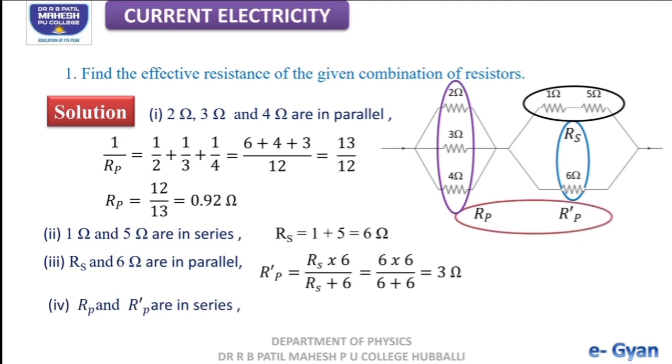Step 4. Rp and Rp dash are in series. Hence, the effective resistance of this combination is given by Rs dash, which is equal to Rp plus Rp dash, that is equal to 0.92 plus 3, which is equal to 3.92 ohm. This is the effective or equivalent resistance of the given combination of resistors. Question number 2.